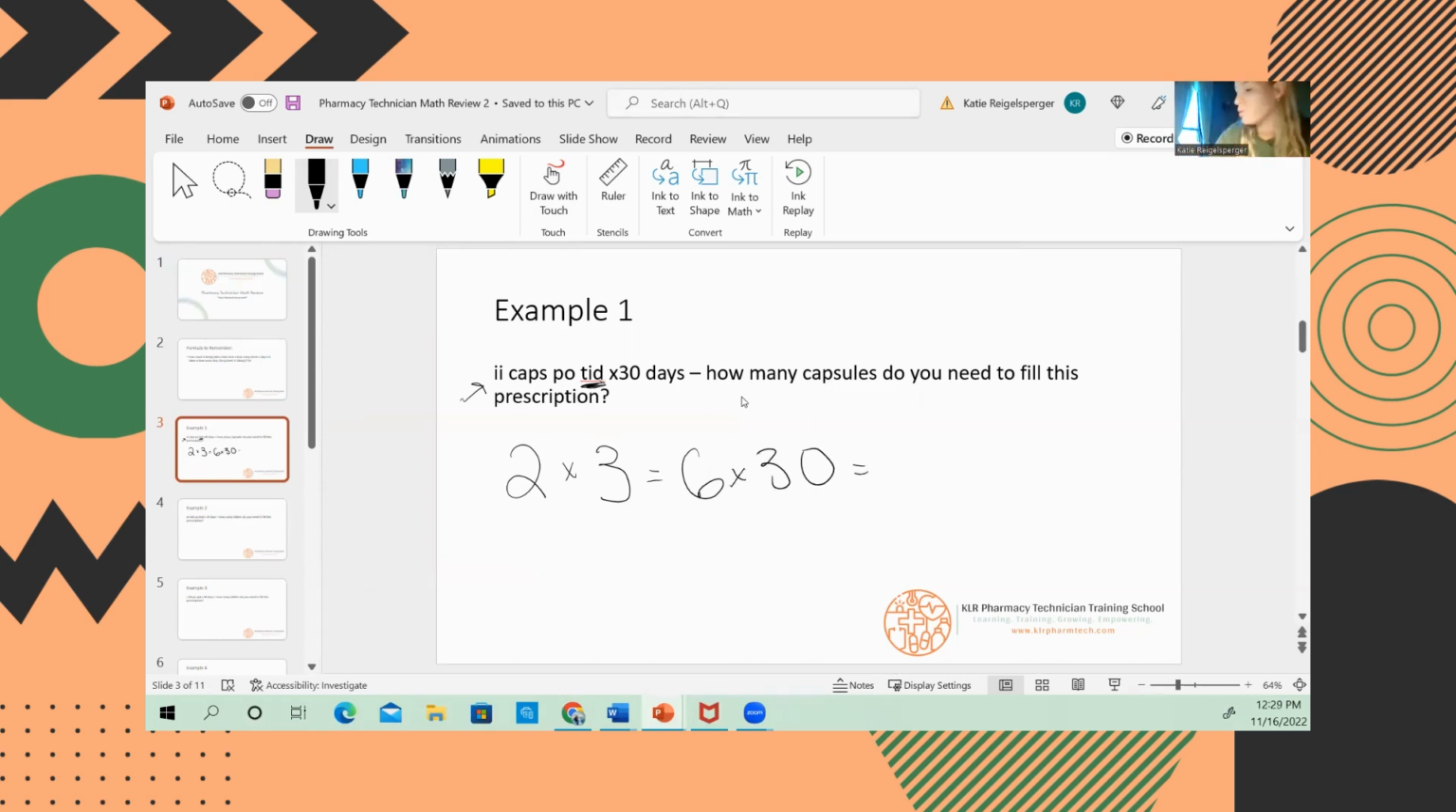6 times 30 equals, again, guys, I am no math whiz. You have all heard me tell you that I hate math. It is not my strong point. You will have a calculator on your national exam. So do not get cocky. Don't think, oh, I know this answer, and then make a silly mistake. Use your calculator. 6 times 30 equals 180. And we're done. It's that simple, guys. We need 180 capsules to fill this prescription.